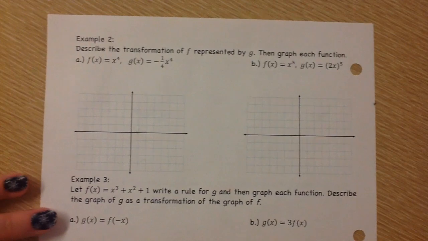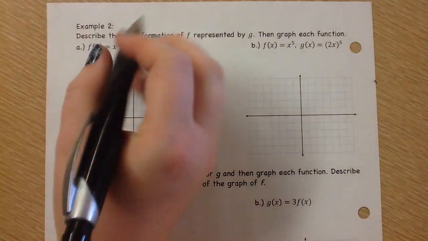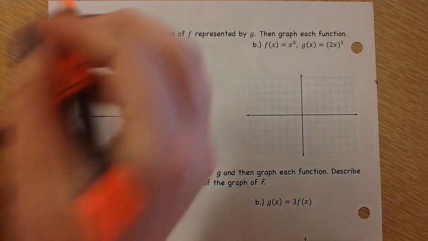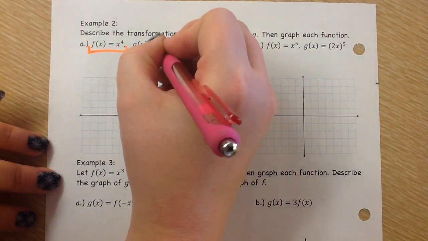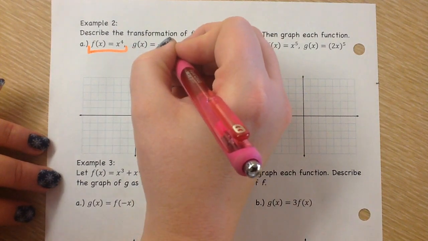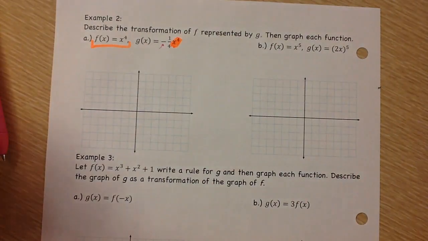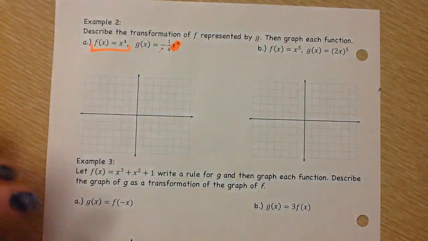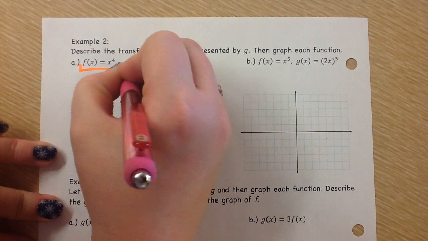Here, describe the transformation of f represented by g, then graph each function. So first thing, here's our parent function. It's taking x and taking it to the 4th. Now we want to break this up. I've got a negative out front, but if you notice, there's my x to the 4th right there. That negative out front is going to be a reflection in the x-axis.